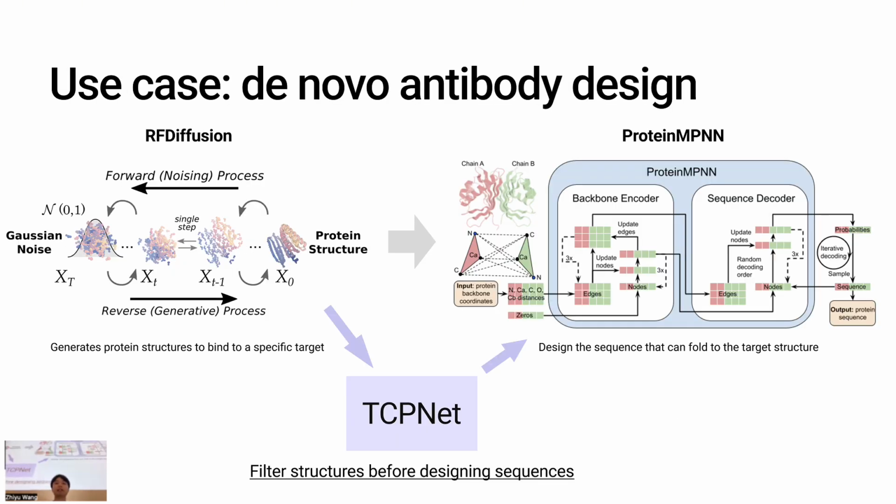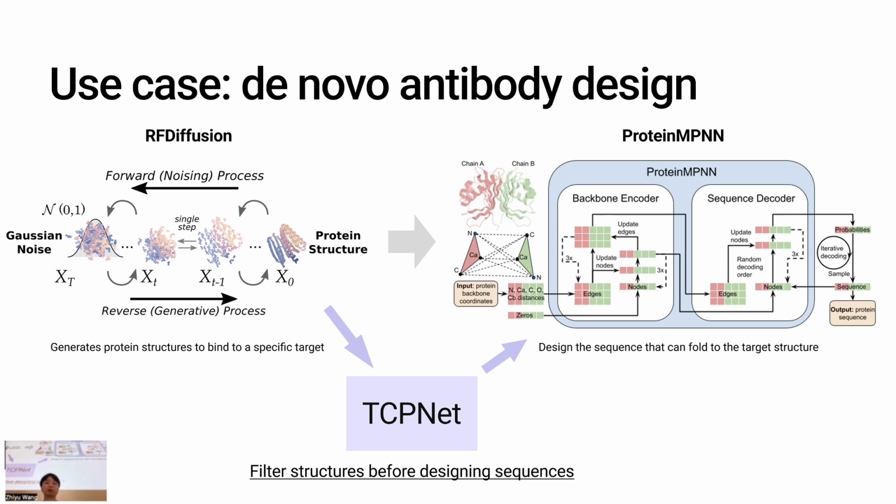So since our TCP-net is showing superior performance for structure-only protein property prediction, one promising use case of our model is in the de novo antibody design. A typical workflow of de novo antibody design involves 2 steps. The first generates a protein structure using a diffusion model, such as RF diffusion, and then passes this generated structure to an inverse folding model like ProteinMPNN to generate candidate protein sequences.